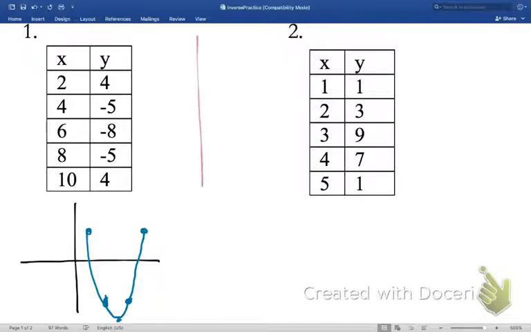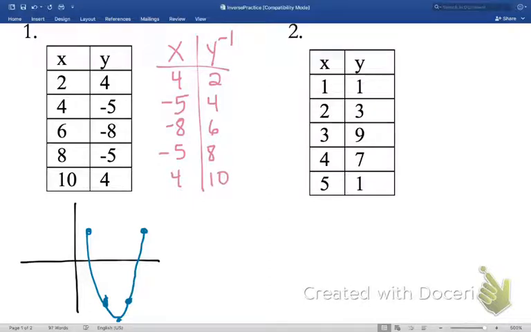So remember, when we do the inverse, we switch the x and the y. So (2, 4) becomes (4, 2). Then I would have (-5, 4), (-8, 6), (-5, 8), and (4, 10). Now let's put those on our graph. So (4, 2), (-5, 4), (-8, 6), (-5, 8), and then (4, 10).